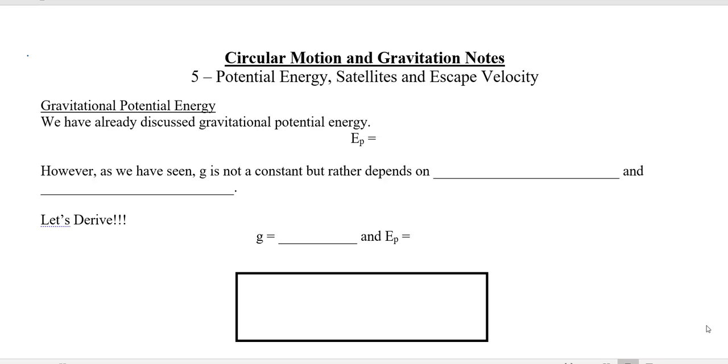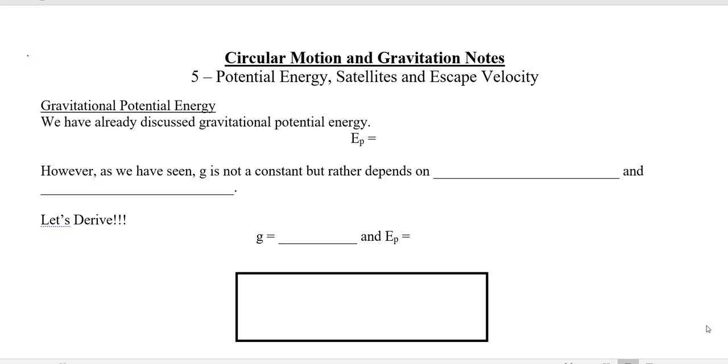We are now on to our fifth and final lesson on circular motion and gravitation. And what we're going to talk about in this lesson is all about energy. Mostly we're going to talk about potential energy and how it relates to satellites, or really anything that's going to be moving large distances with respect to the planet that they're starting on.